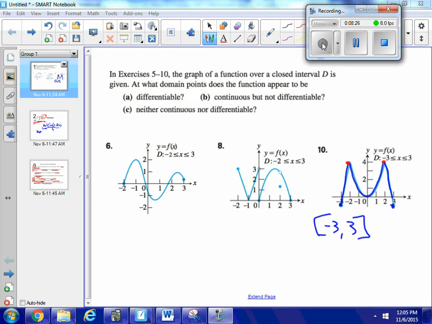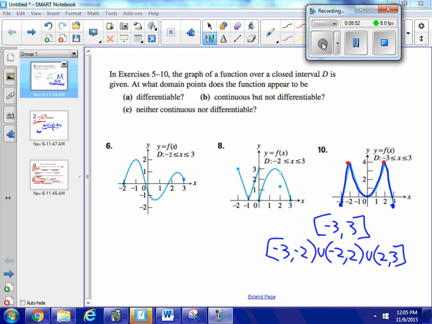So where does it appear to be differentiable? It appears to be differentiable from -3 to -2, not including -2. And then it continues to be differentiable from -2 to +2, but not including +2. And then it appears to be differentiable from 2 to 3, but including 3.